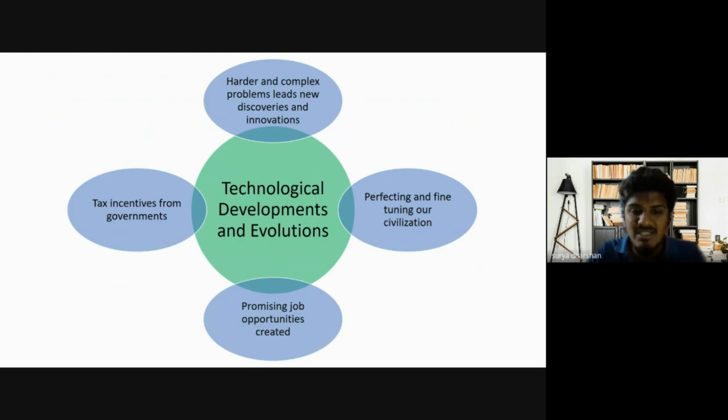Other than promising job opportunities in a high-skilled worker sector, our society can also earn some other benefits offered through green technology, such as tax incentives from governments for clean energy production and other uses.